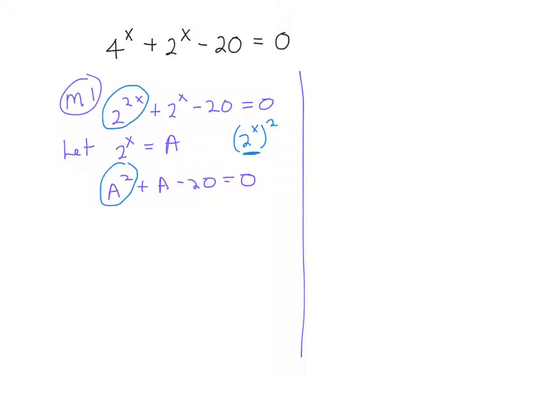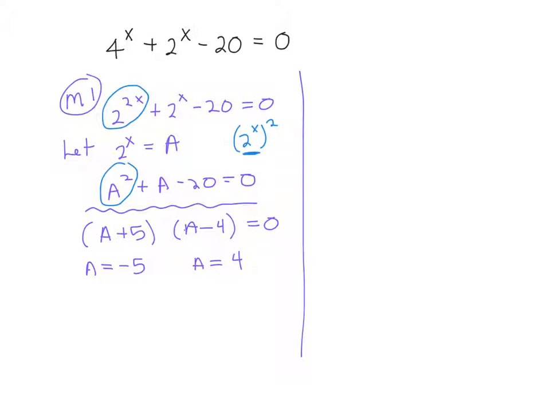All right, moving forward, if you see this, this is factorable. We can rewrite this as a plus 5 and a minus 4 equals 0. Therefore, a must be negative 5 and a must be 4. We let our a be 2 to the x. So 2 to the x is equal to negative 5 and 2 to the x is equal to 4.